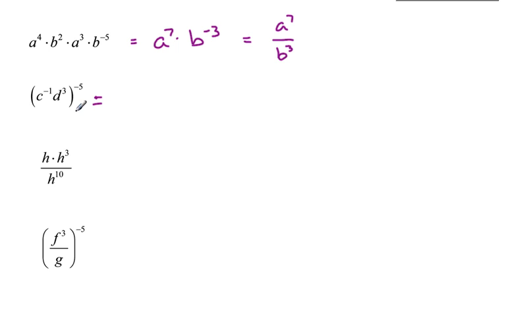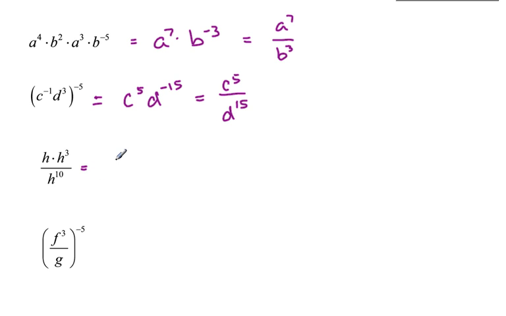This next problem is one where we multiply our exponents, so we end up with c to the fifth, d to the negative 15th, and we've got the same situation as the last one, where c to the fifth is already positive, and d to the negative 15th, in order to write it with a positive exponent, it goes in the denominator.